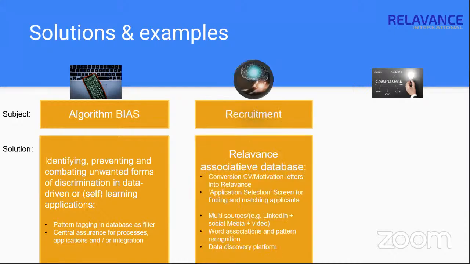Second, in the recruitment area, if you use this as a recruitment process, we have a finding and matching mechanism because we do word associations and tag them related to the requirements of the jobs. A completely new way of discovery and so easy to set up.